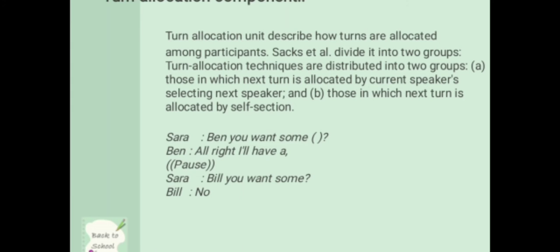The second component is the turn allocation component. This component describes how turns are allocated among participants. Turn allocation is divided into two groups: those in which the next turn is allocated by the current speaker selecting the next speaker, and those in which the next turn is allocated by self-selection.